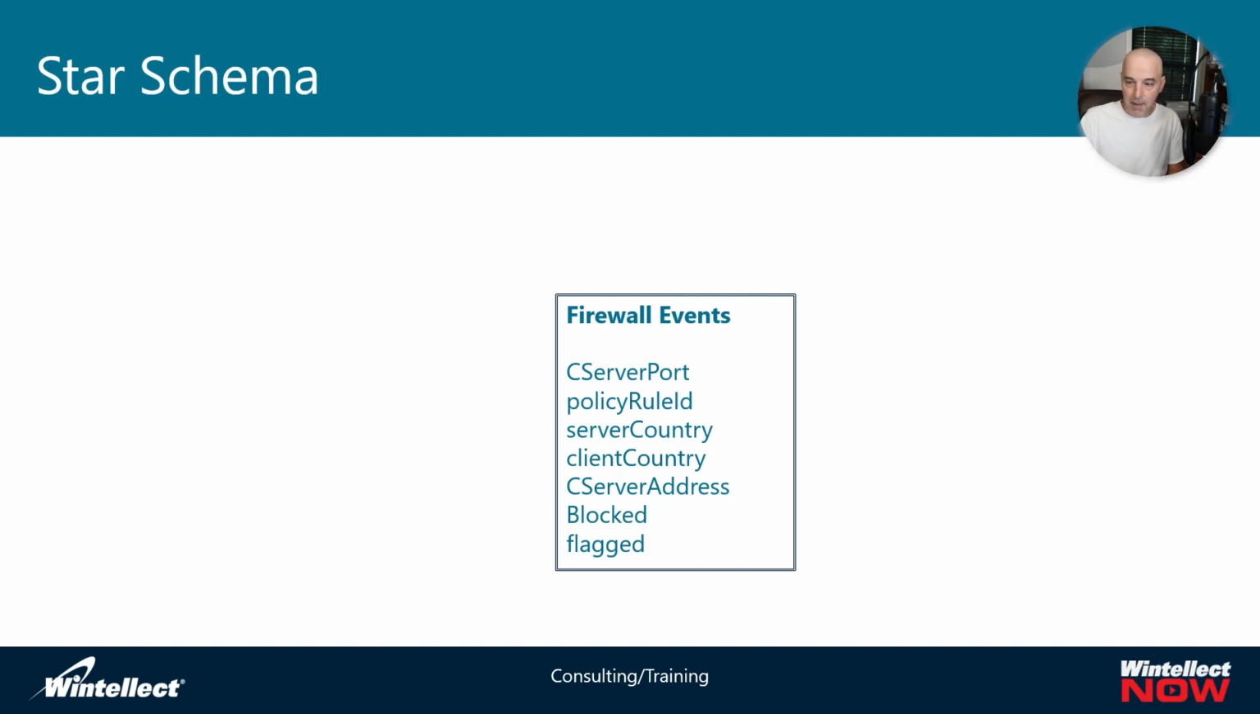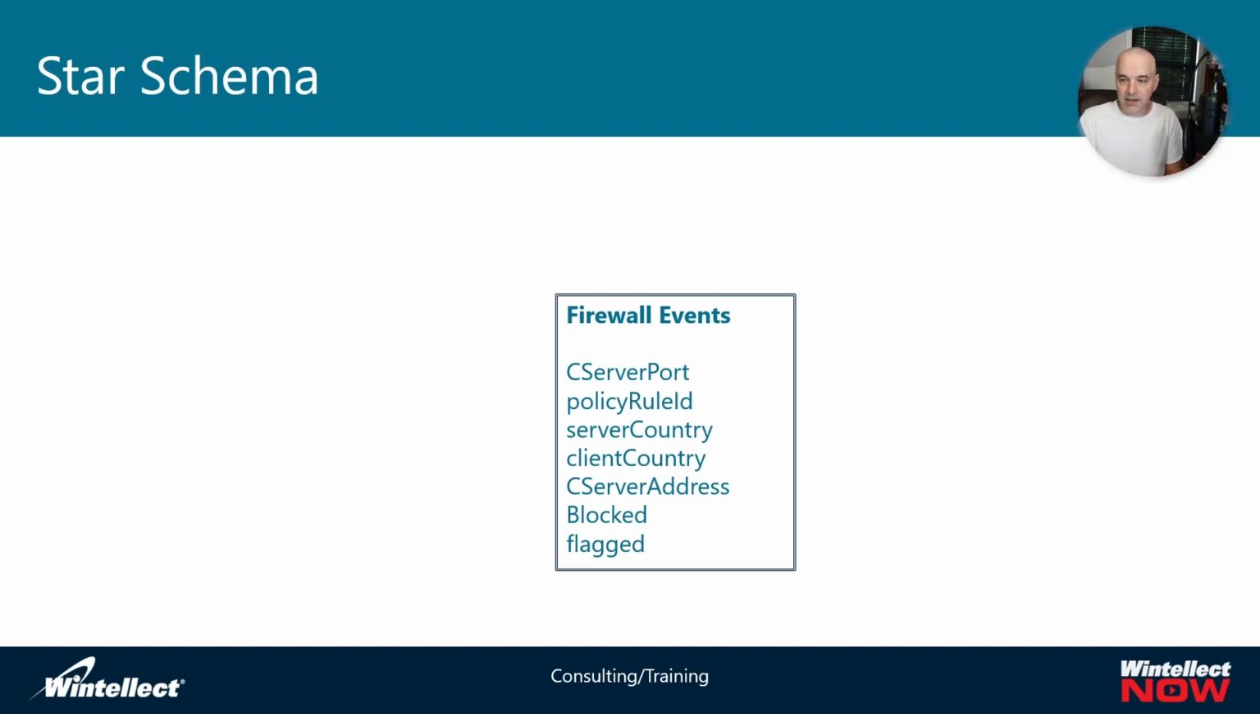port numbers, policy IDs from the firewall. It's what was the country of origin for the server or the client, or what is the address, or what is the blocked and flagged status of the data, and things like that. And there's a lot more data in there. I didn't list it all here for simplicity's sake, but the firewall events is my fact table.